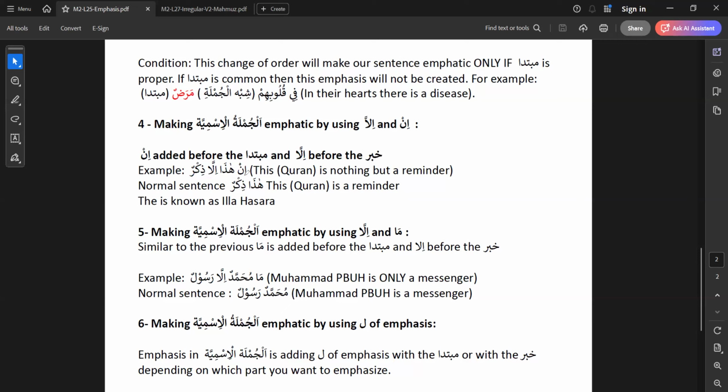If it was a normal sentence, we would say hadha dhikrun, or hadha al-Qur'an dhikrun. This Qur'an is a reminder. Yes.